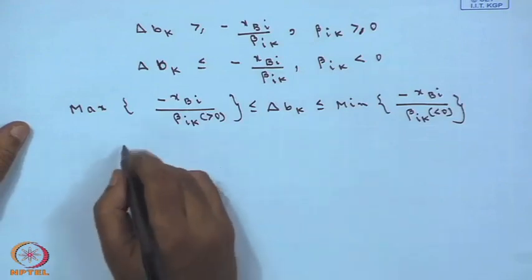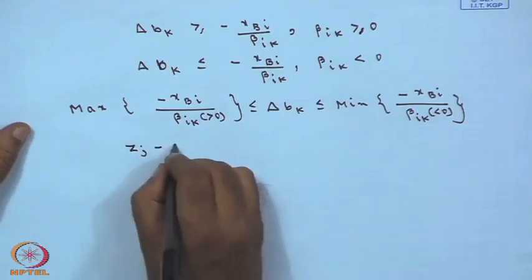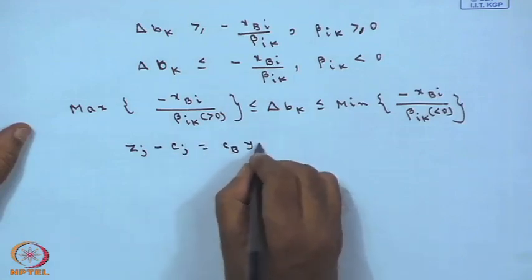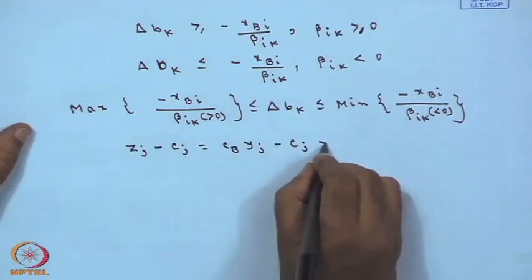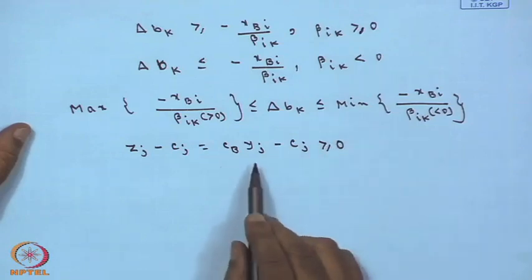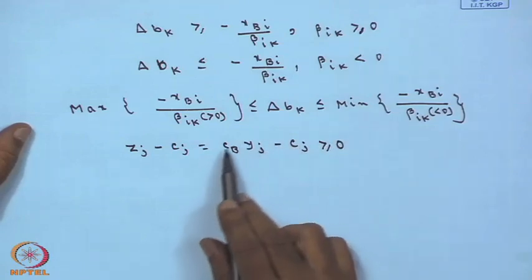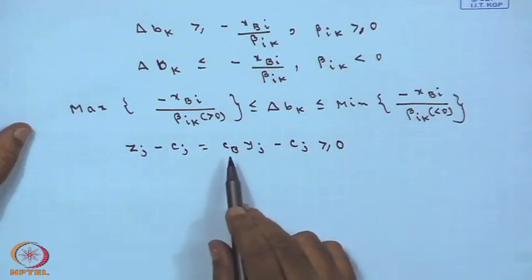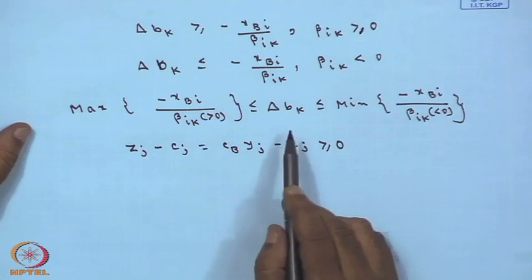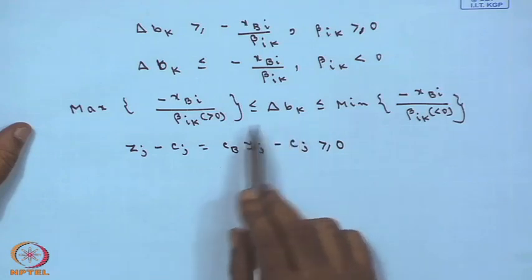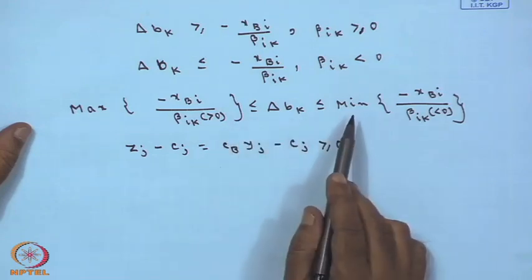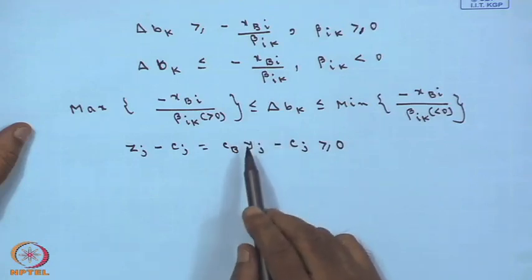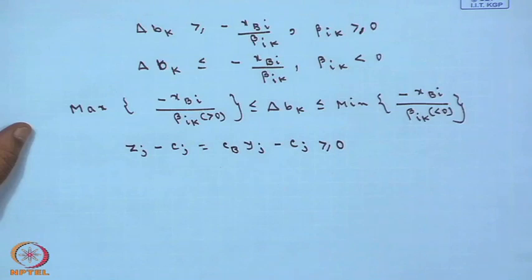And also for optimality, z_j minus c_j, where z_j I can write down as C_b y_j minus c_j, should be greater than or equal to 0, and it is independent of the vector b. Therefore, there will be no effect on the optimality condition. If the changes delta b_k lie in the range, then feasibility and optimality both will be the same, you do not have to change anything.